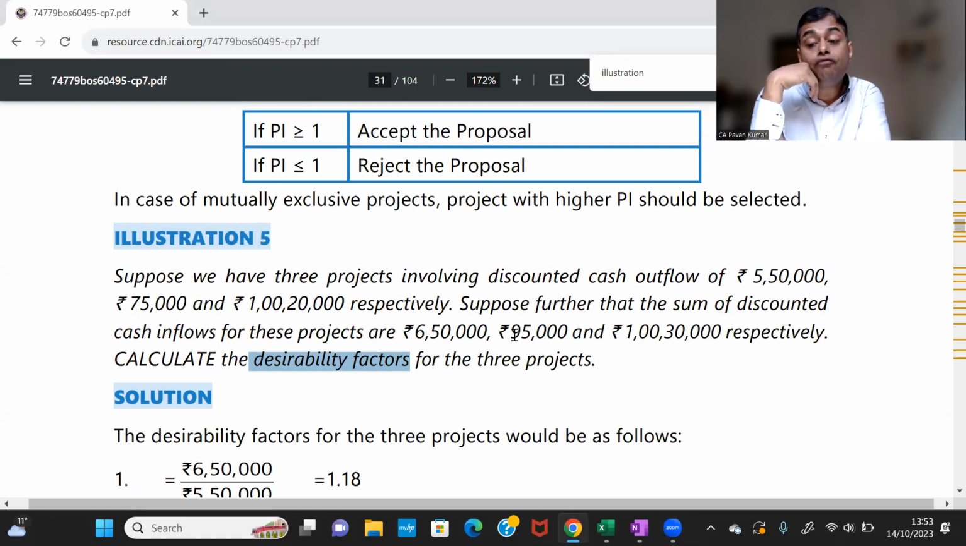Desirability factor means profitability index. I told you already, profitability index is also known as a desirability factor. It is also known as NPV index. In CMA books, if you're doing CMA India, you open the book, they'll not ask you to calculate profitability index. They ask to calculate NPV index. So the first time, even when I was studying as a student, I was like, NPV index, what is this? Simple, profitability index. And they also call it present value index. So there are different names, but simple.